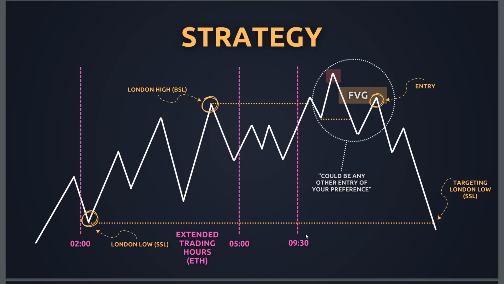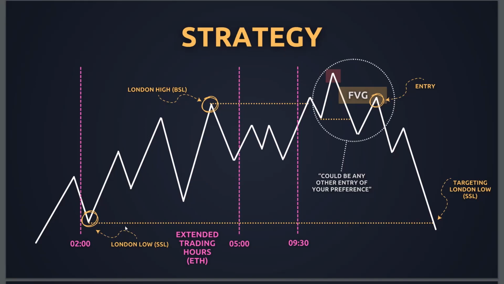And we wait for 9:30 or 10, and we wait for the sweep of either the high of the London session or the low of the London session. If the bias is to go down and we take the high of the London session, that's a high probability setup. However, if the bias is going up and we have the London high taken, then it's not going to be that high probability.